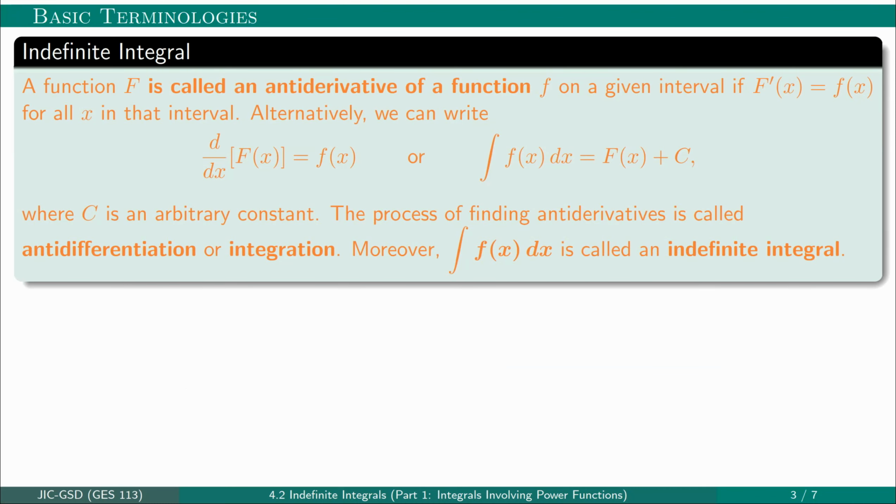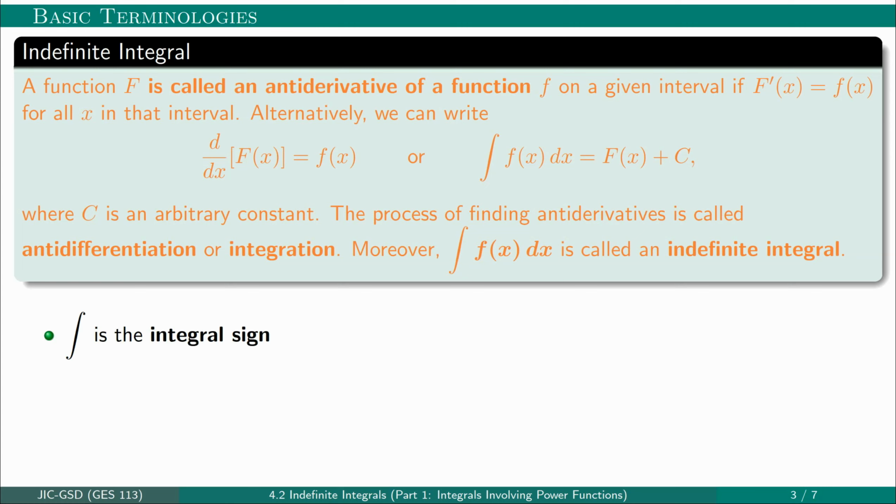Going back to the introductory statement, we are asked to find a function big letter F so that if we take its derivative, it will give us the given function small letter f of x. Alternatively, we can rewrite this information as integral of f of x dx is equal to the big letter F of x plus a constant c. And if we are able to find that big letter F, we call that function an antiderivative of the given function small letter f.